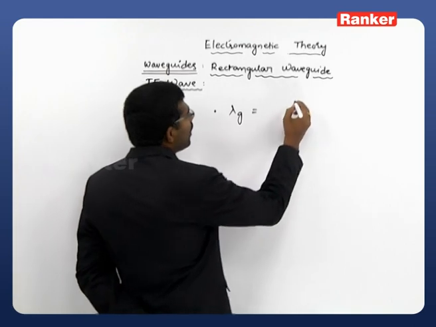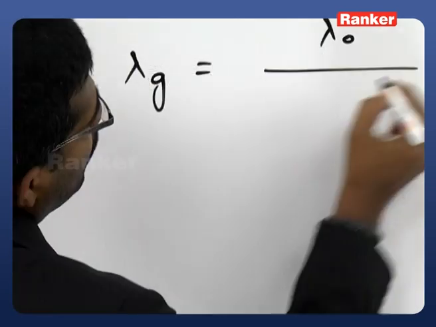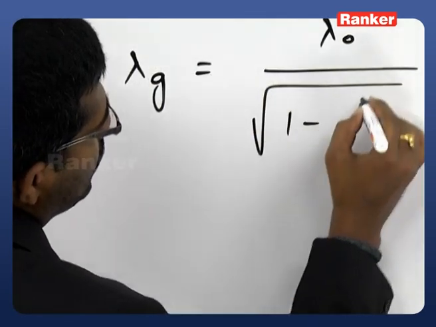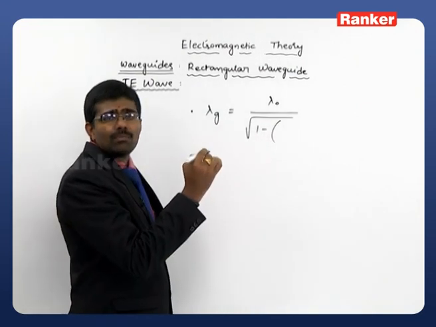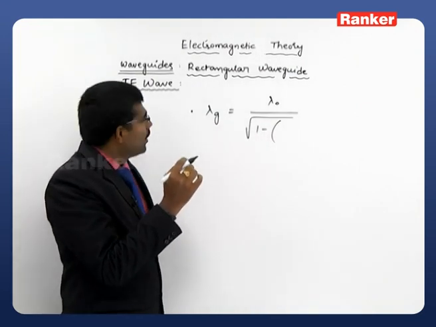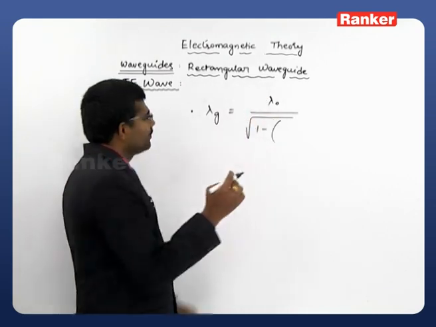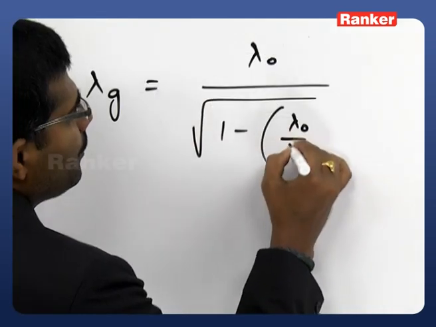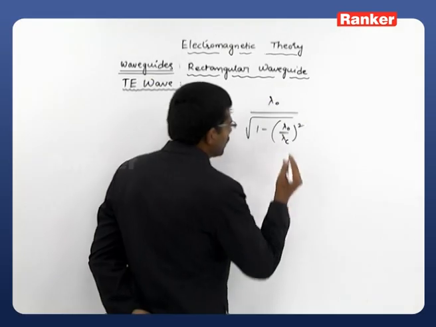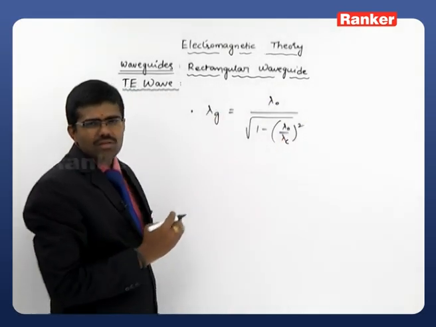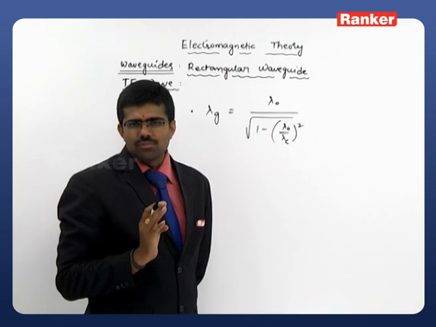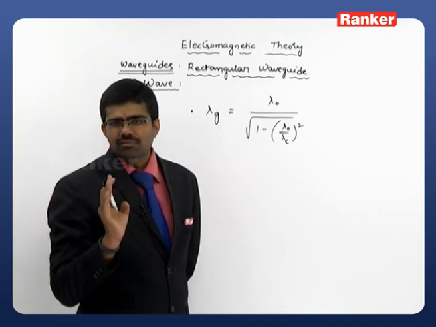Between those we have a relation like this, lambda naught divided by 1 minus... Clearly remember that this relation gives you the relation between lambda g, lambda naught and lambda c, right? Lambda naught by lambda c whole square. If you want, you can rearrange this equation as per our requirement also. Directly remember this equation, that's enough.